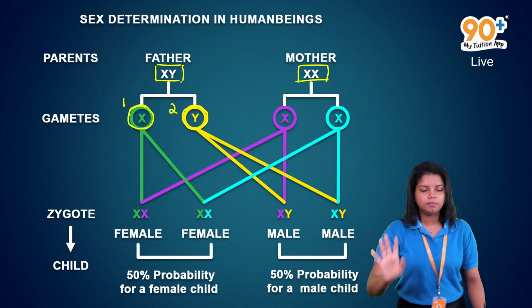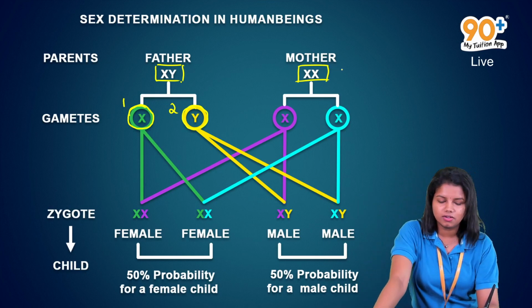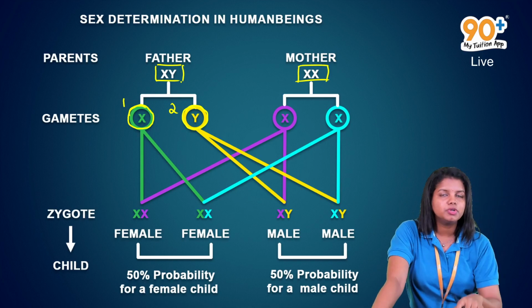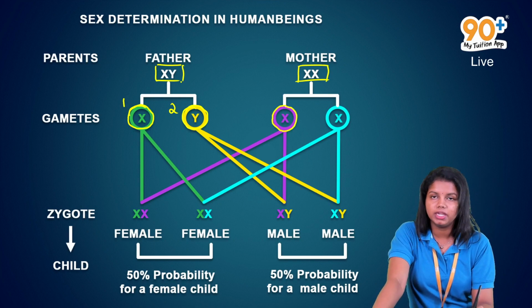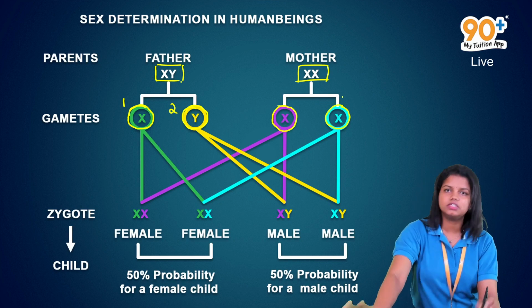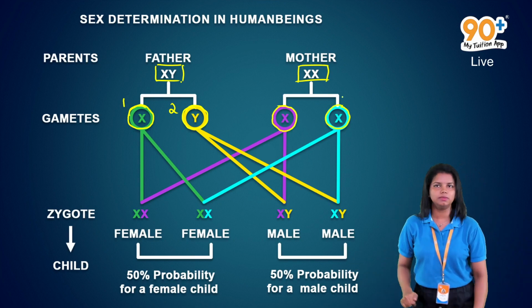Coming to the mother, the mother's body has XX chromosomes. And when the mother is producing gametes, she can produce only a single type of gamete, that is X. She can produce only the one type of gamete, X.